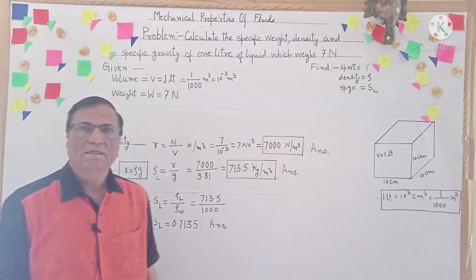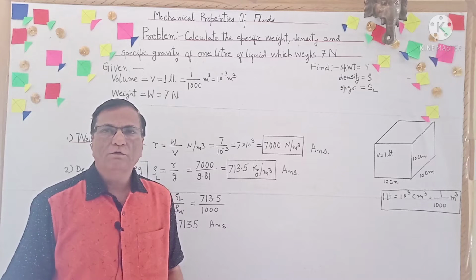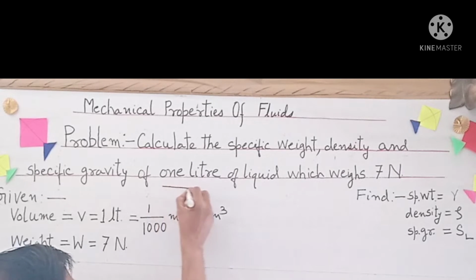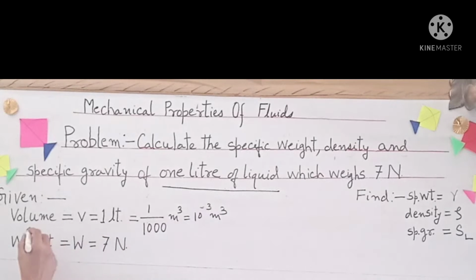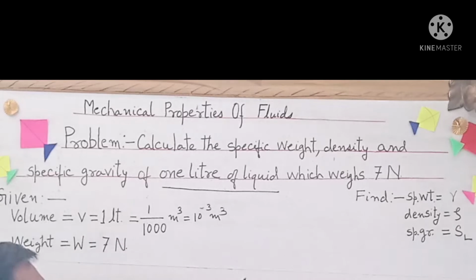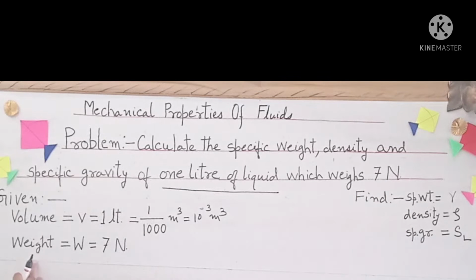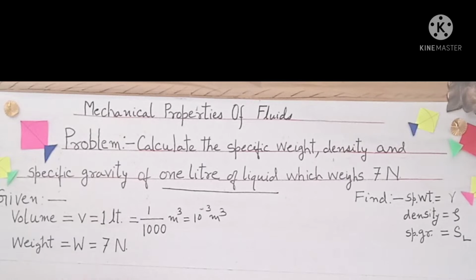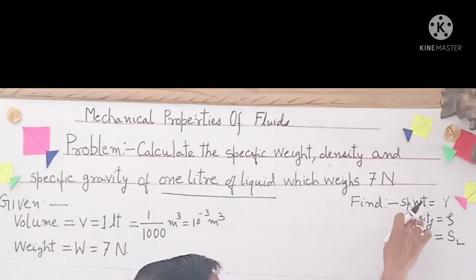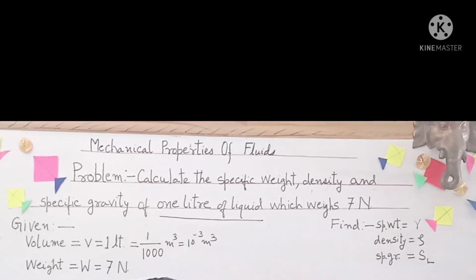We will write the given things and what we have to calculate. 1 liter of liquid means volume is given, volume is 1 liter, and the second thing, which weighs 7 Newton, means the weight of the liquid is 7 Newton. These two things are given and we have to calculate the specific weight gamma, density rho, and specific gravity of the liquid.